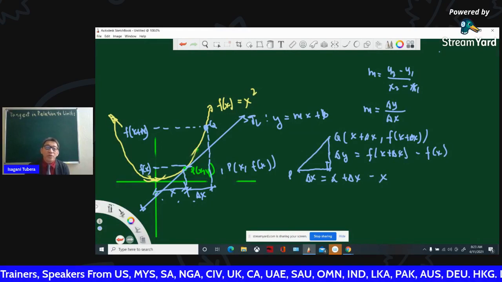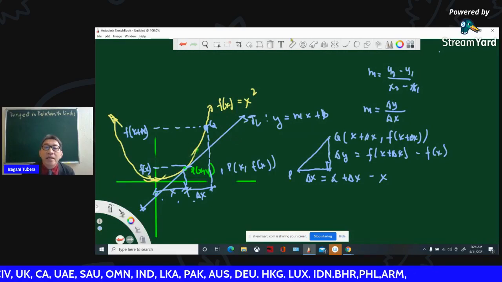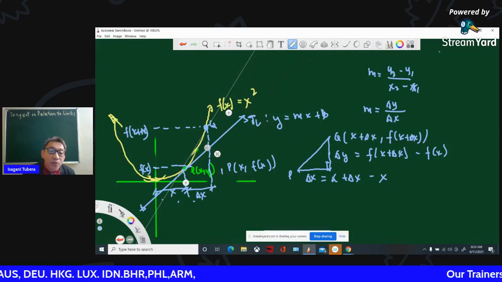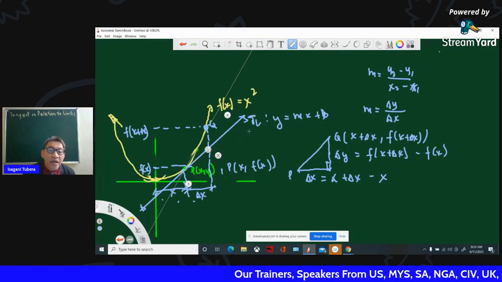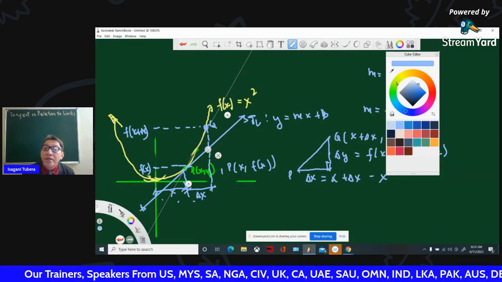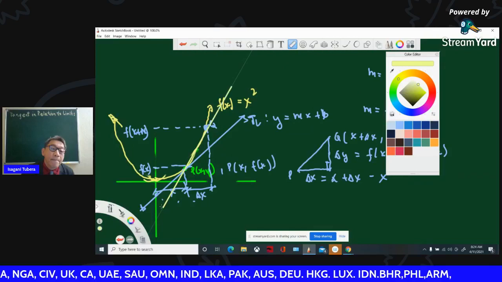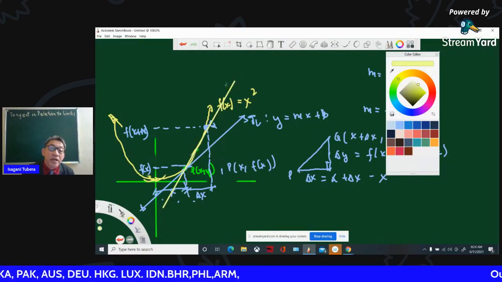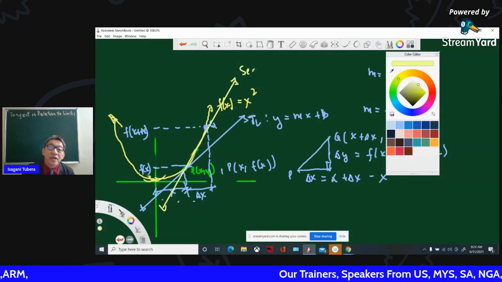So the slope of a secant. This is the secant line. You see this one here? This is the secant line, through the two points. I'm going to change color here and make it right. This one here is your secant line.